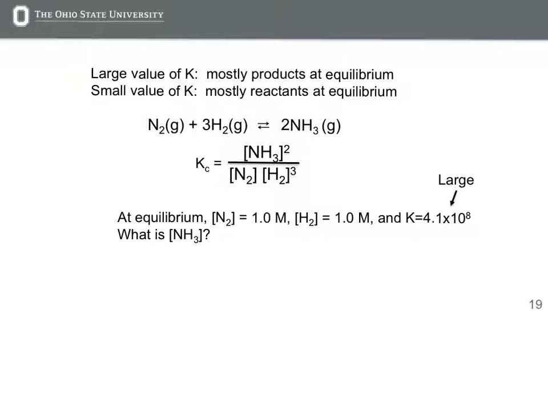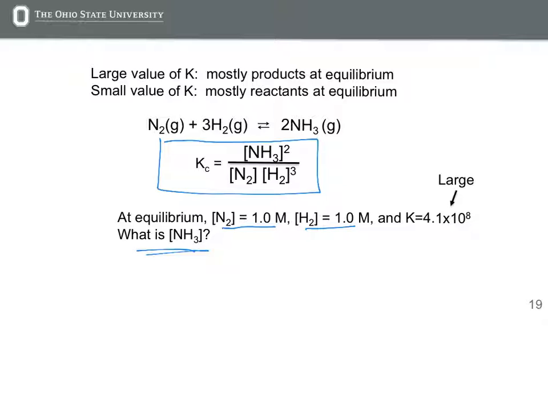This is 19. So we have our Haber reaction: nitrogen plus 3 hydrogen in equilibrium with 2 ammonia. Everything's in the gas phase. We've written out the equilibrium constant expression. So K sub C is equal to NH3 squared over N2 times H2 cubed. We've taken a sample, and we know that at equilibrium the concentration of N2 is 1 molar, and the concentration of H2 is 1 molar. I want to know what NH3 is.